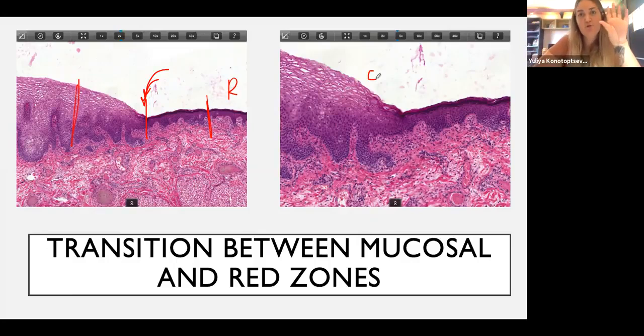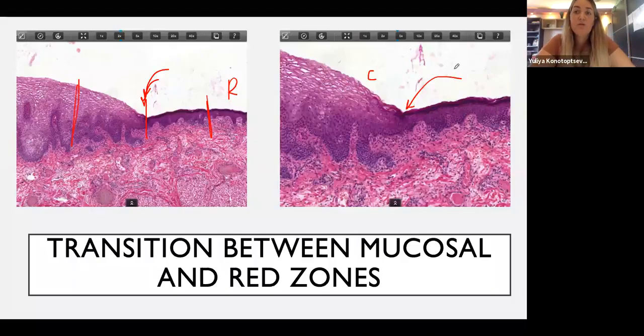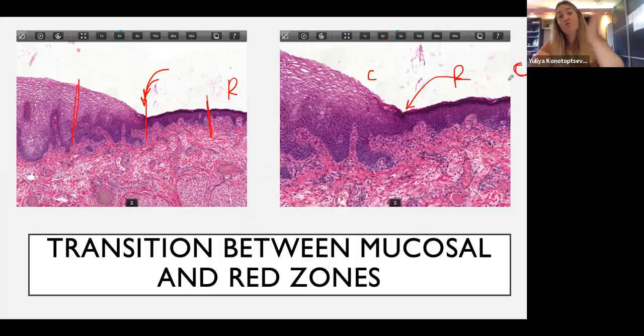So in the self-control test, they're gonna make you confused. They're gonna put an arrow here, and they're gonna say that this is vermilion border. Are you gonna choose it as a correct option? No, because vermilion border is between red and cutaneous. Cutaneous is on its other end. So here it would have been a vermilion border.